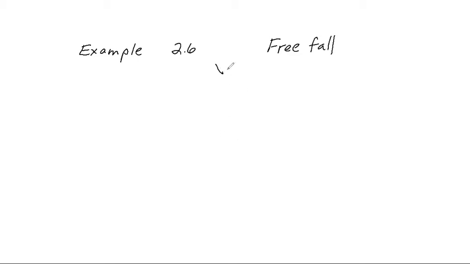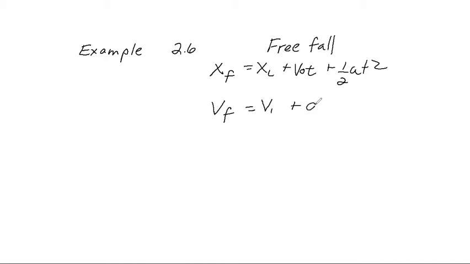Anyway, I digress. So here we go with our displacement equation. X final equals X initial plus V naught T plus 1/2 A T squared. This is our displacement or our position equation. And our velocity equation is V final equals V initial plus acceleration times time.